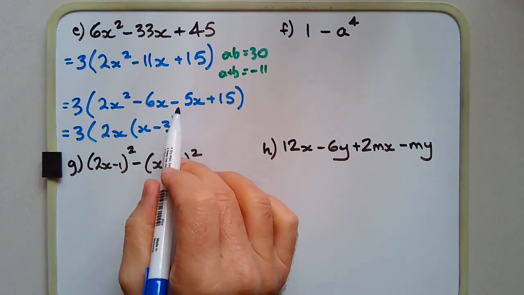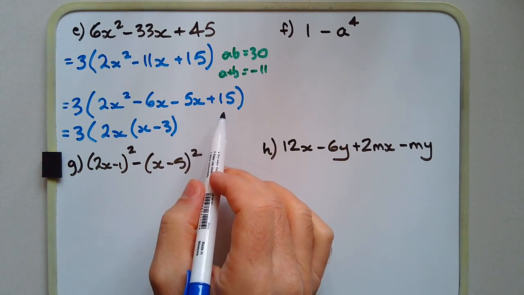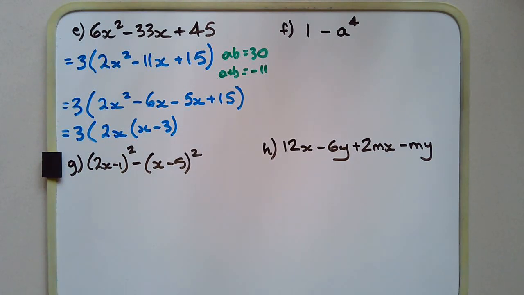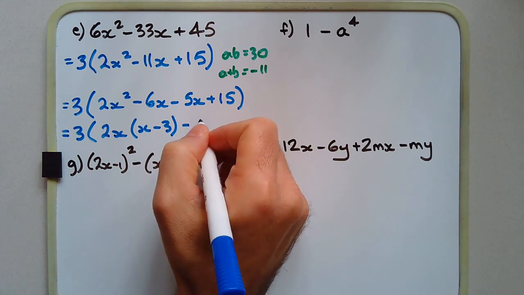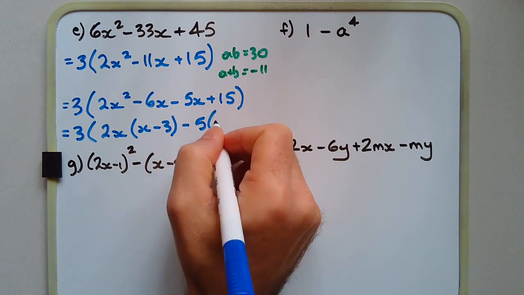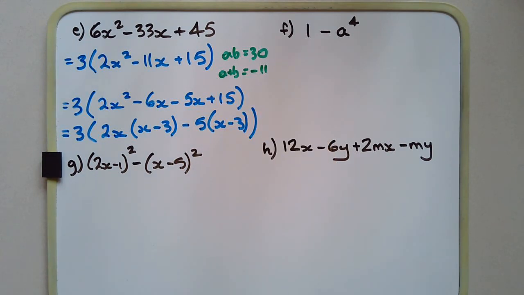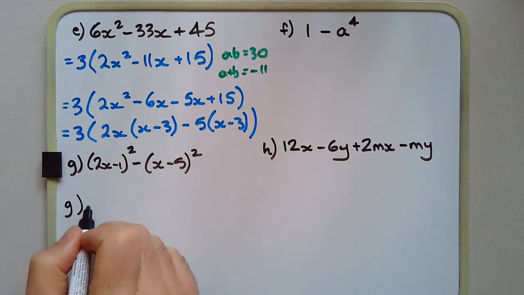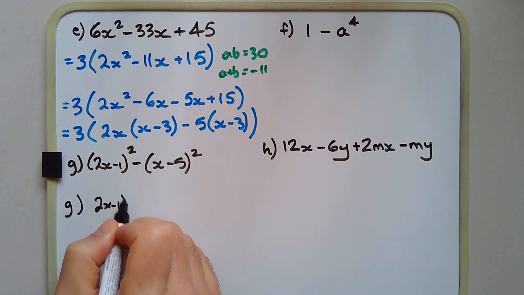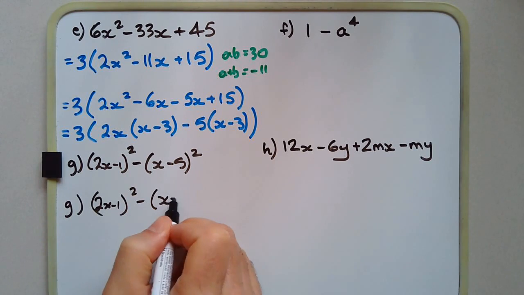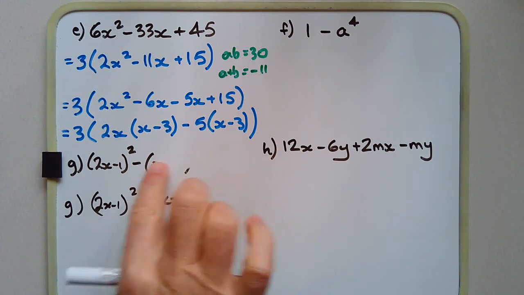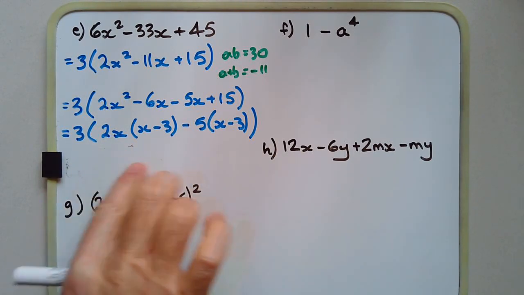And what about 5x minus 15? We can take out negative 5 as well, and you end up with x minus 3 in brackets there. Now I've just run out of space here, so I'm just going to write part G here, because I just need an extra line of working out. There you go. Problem solved.